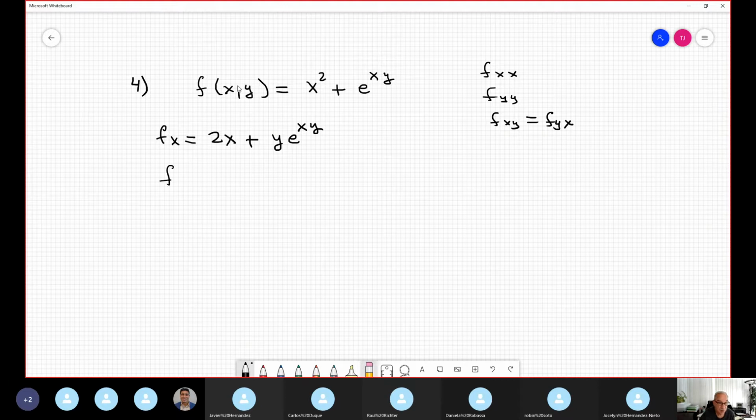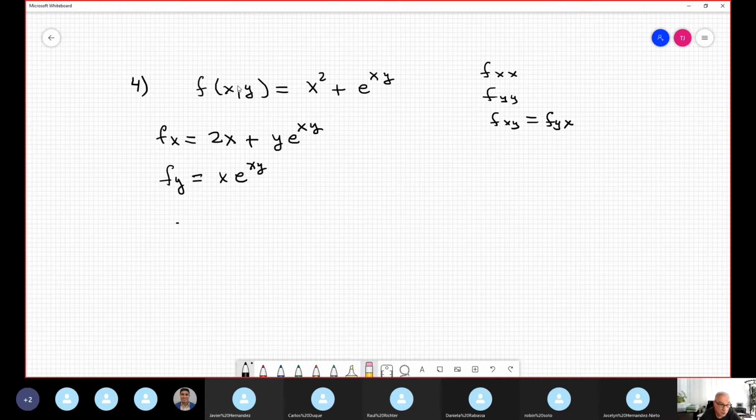The partial derivative with respect to y is, well, the derivative of this guy is 0. And this is similar, but we have x e to the xy, because the derivative of the exponential is the same exponential, and the derivative of the argument with respect to y is just x. So you apply here the chain rule, but the basic chain rule, no complicated chain rule.